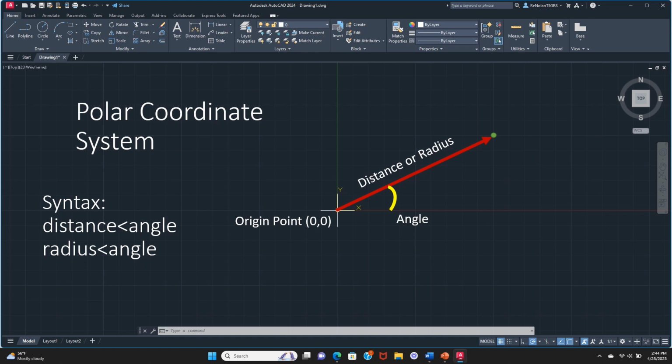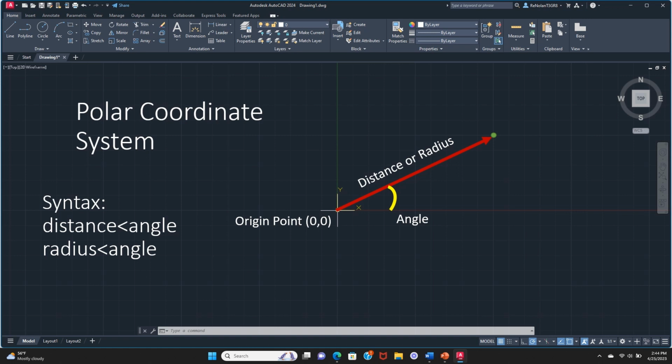Next, we'll look at the polar coordinate system. Polar coordinate system uses a distance or a radius, we'll use those words interchangeably, and an angle to specify the position of the point or the object in the drawing. Your distance is going to be measured from a fixed point, and the angle is going to be measured from a fixed reference, either the x-axis specifically or a line that runs parallel to the x-axis.